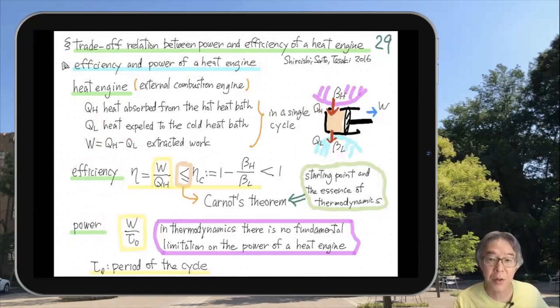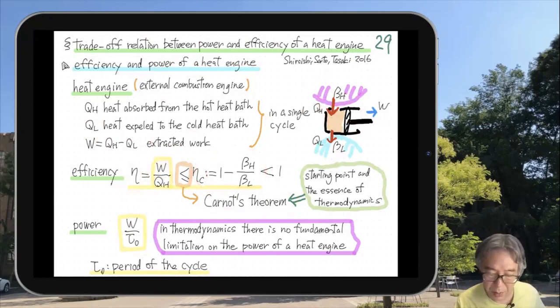One very standard characterization is the efficiency. It's simply W, the extracted work, divided by QH. If there's no second law, and if we only have the first law, then W may be equal to QH. In that case, this efficiency is 1. It means that we can make use of all the energy that we absorbed from the heat bath. But as you know, there is something called Carnot's theorem, which is one form of the second law in modern thermodynamics, that tells you that this efficiency can never exceed this universal constant, which is called the Carnot efficiency.